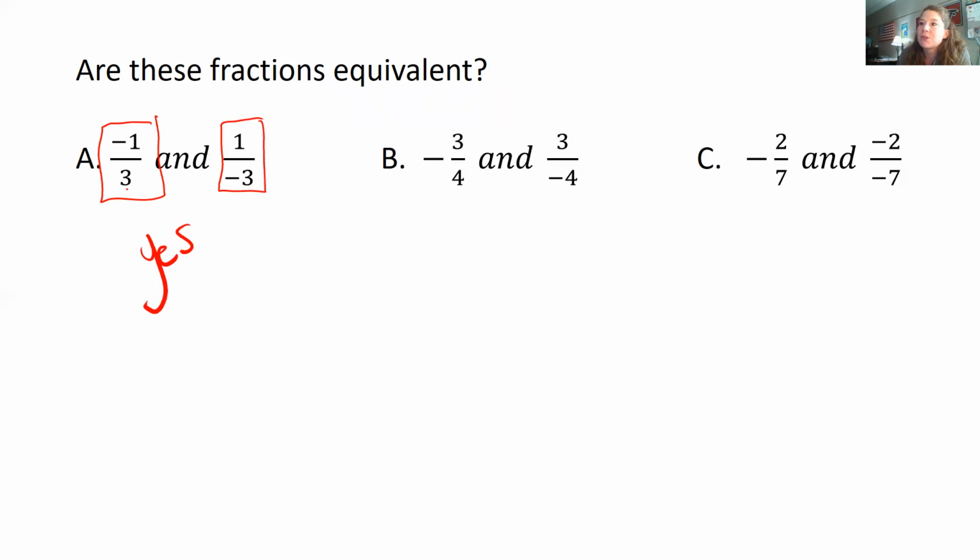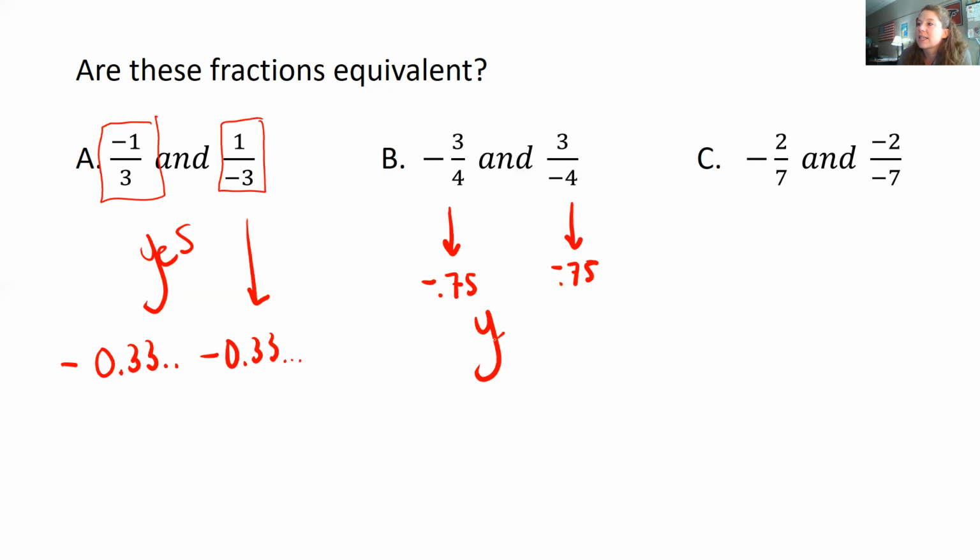If I divide 1 by 3, I get 0.33333. So this is equivalent to 0.3 repeating. And so is this one. I could divide 1 by 3 in my calculator, and I'm going to get 0.3333333. All right, look at letter B. This is equivalent to negative 0.75, and so is this one. So are these equivalent? Yes, they are.